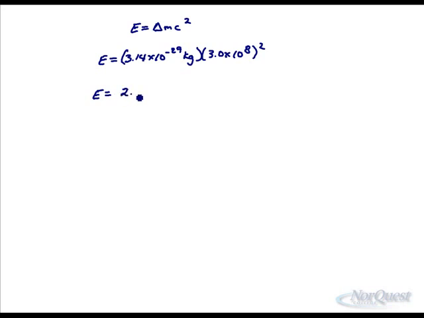So go into Einstein's formula. E equals change in mass times speed of light squared. 3.14 times 10 to the negative 29 kilograms times 3.0 times 10 to the 8 squared. Energy equals 2.826 times 10 to the negative 12 joules.